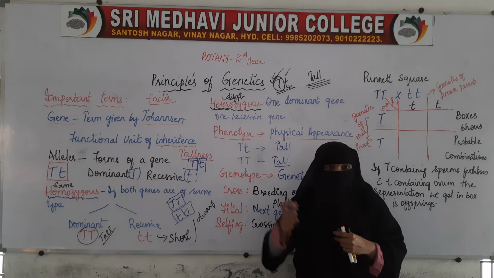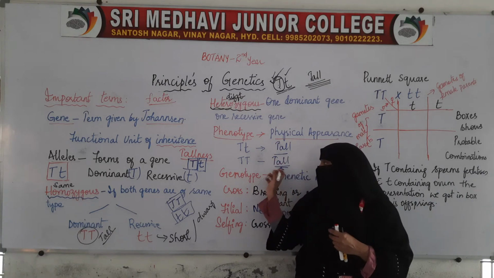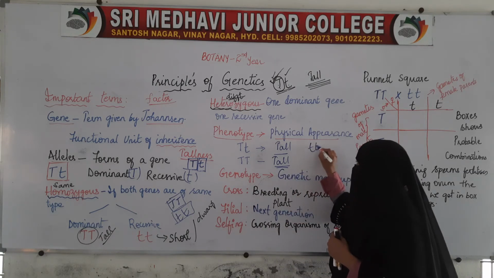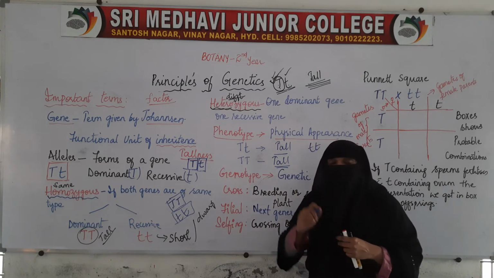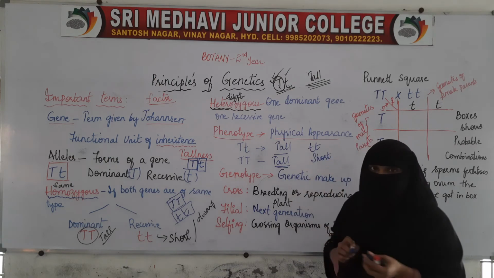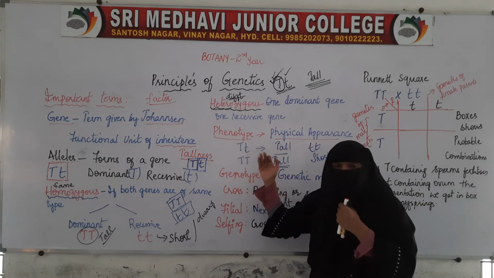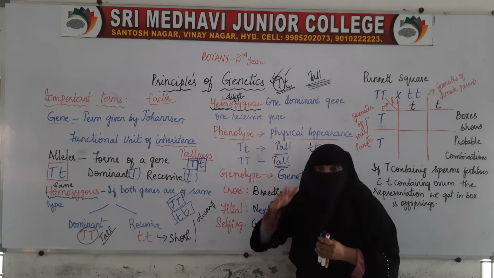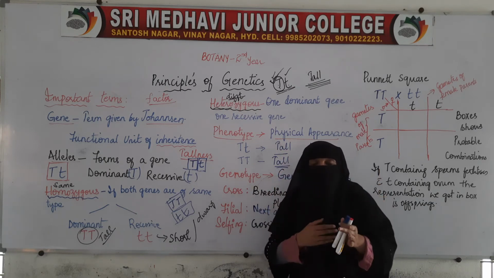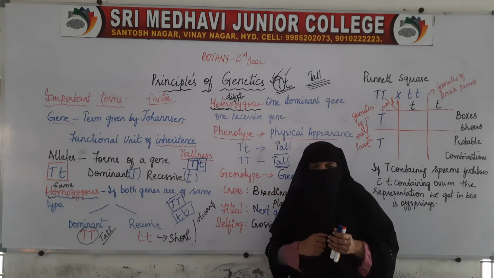When we see the height, what will we see? Tall. The physical appearance will be tall. Here also the physical appearance will be tall. But if it is both small t, then how will the plant appear? The height of the plant will be short. We cannot see whether it has both capital T's, both small t's, or one capital and one small t. What we see is the physical appearance, how we see that plant, what the height is, whether it is tall or short.